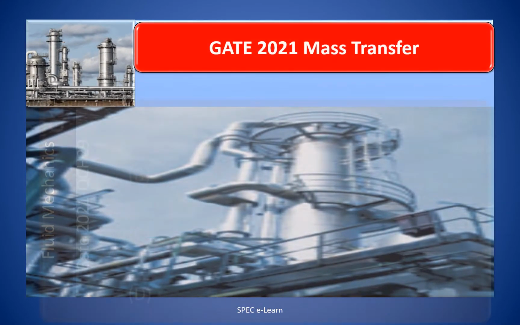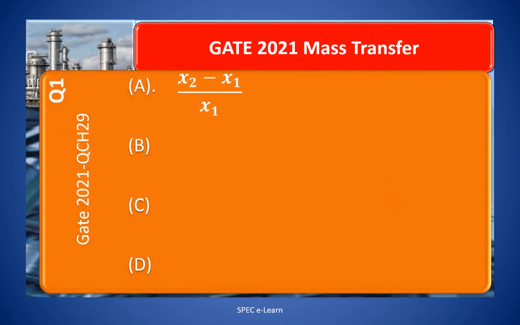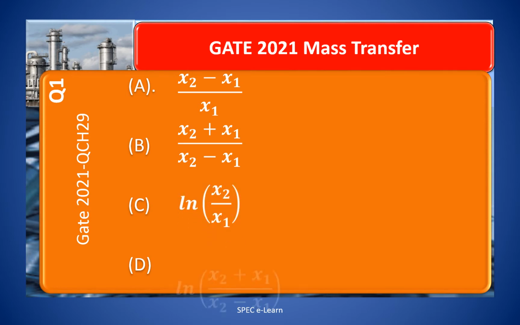Option A, x2 minus x1 divided by x1. Option B, x2 plus x1 divided by x2 minus x1. Option C, ln of x2 by x1. Option D, ln of x2 plus x1 divided by x2 minus x1.